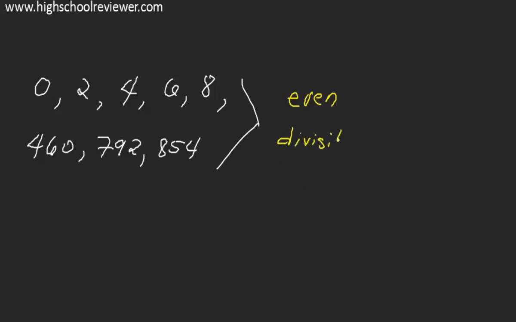So divisible by 2. Now, is 0 an even number? Yes, 0 is an even number. 0 is an even number because of the parity of 0.